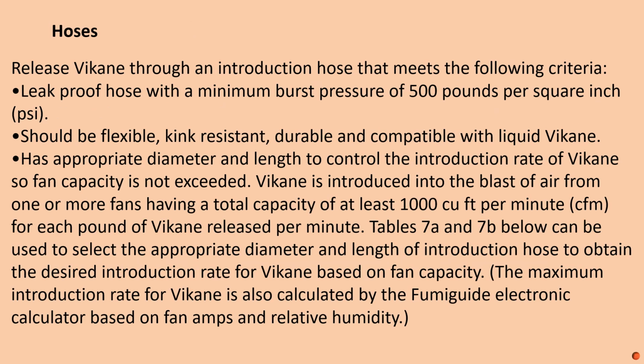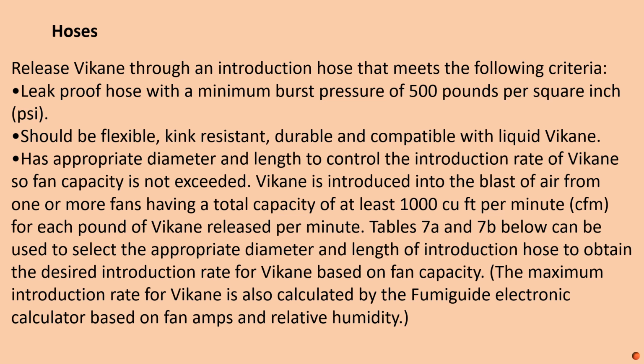Hoses. Release Vikane through an introduction hose that meets the following criteria. Leak-proof hose with a minimum burst pressure of 500 pounds per square inch, PSI. Should be flexible, kink-resistant, durable, and compatible with liquid Vikane. Has appropriate diameter and length to control the introduction rate of Vikane so fan capacity is not exceeded. Vikane is introduced into the blast of air from one or more fans having a total capacity of at least 1,000 cubic feet per minute, CFM, for each pound of Vikane released per minute. Tables 7A and 7B below can be used to select the appropriate diameter and length of introduction hose to obtain the desired introduction rate for Vikane based on fan capacity.